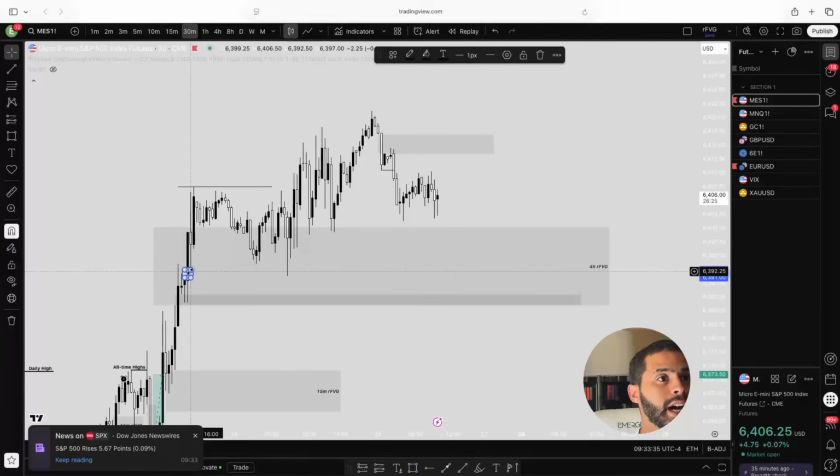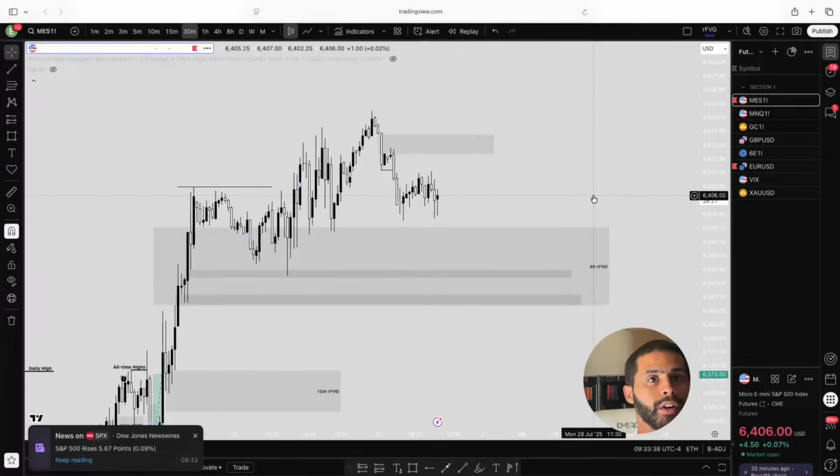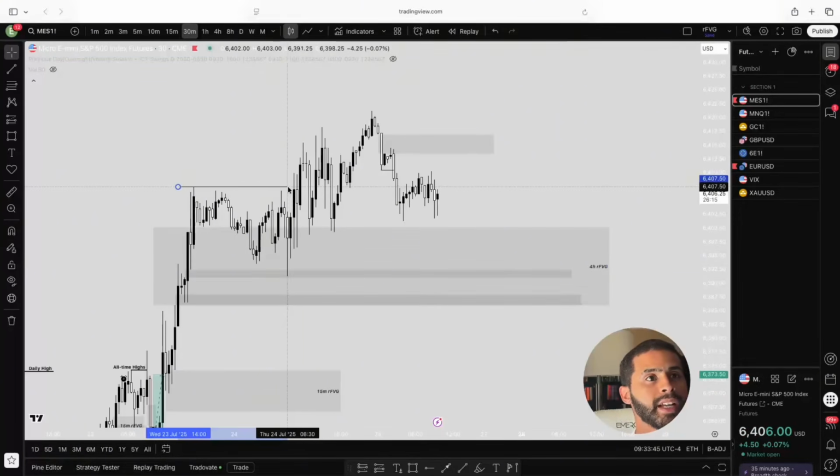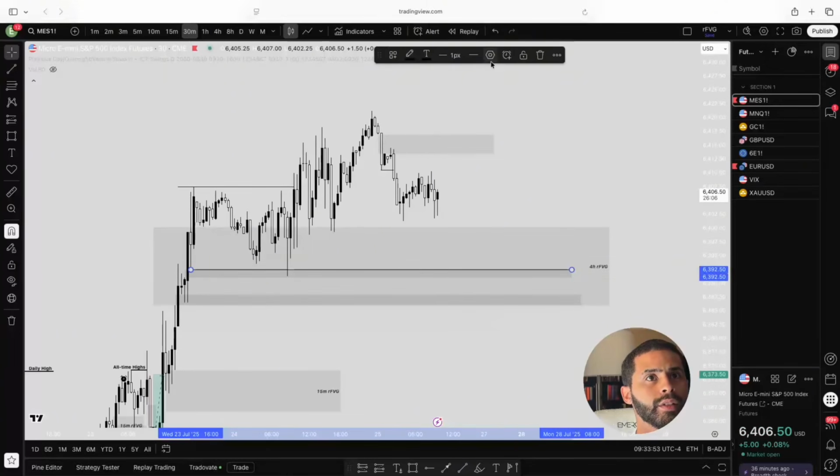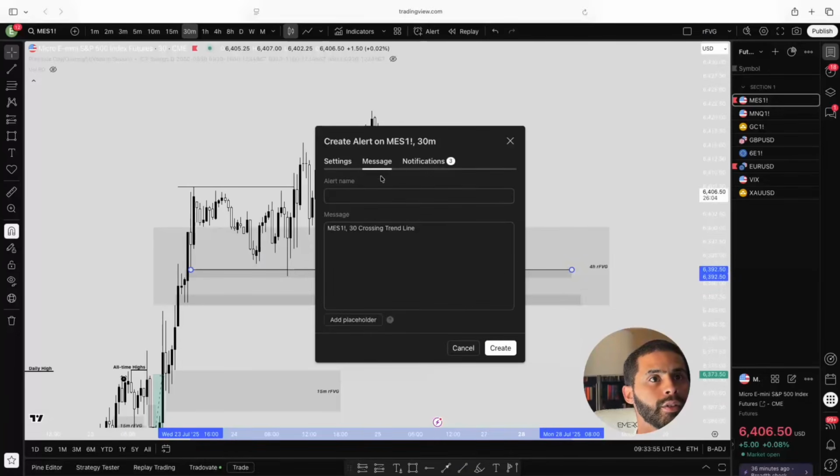And this is what I do, guys. All right, we have this fair value gap that was formed. It was filled. We broke structure to the upside. And I'm waiting for it to come back down into here. And what I will do is I will actually set alerts at all these levels. So here, look to sell.